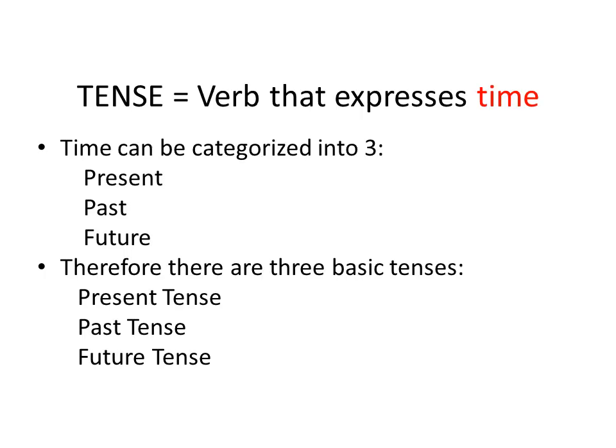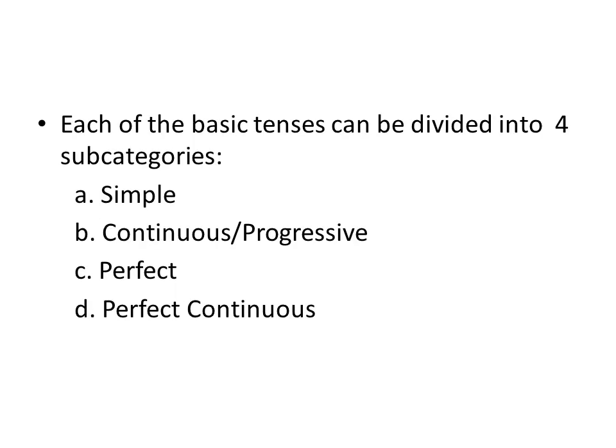So this is a slide that explains these ideas. Time can be categorized into three: present, past, future. Therefore, there are three basic tenses corresponding to each of these times: present tense, past tense and future tense. Again, each of these basic tenses can be divided into four subcategories: simple, continuous, perfect and perfect continuous.